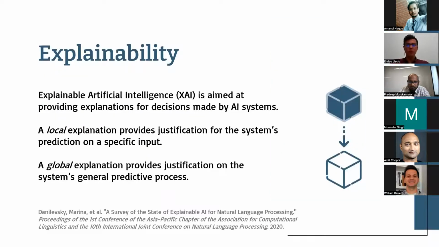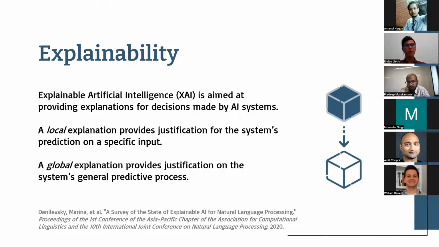So for doing that, we use a technique called AI explainability. I am quite sure that most of you are familiar with this because it's also quite trendy right now. But to introduce it a little bit, explainable AI aims at providing explanations for decisions made by AI systems. So try to understand what's the reasoning of an AI system.